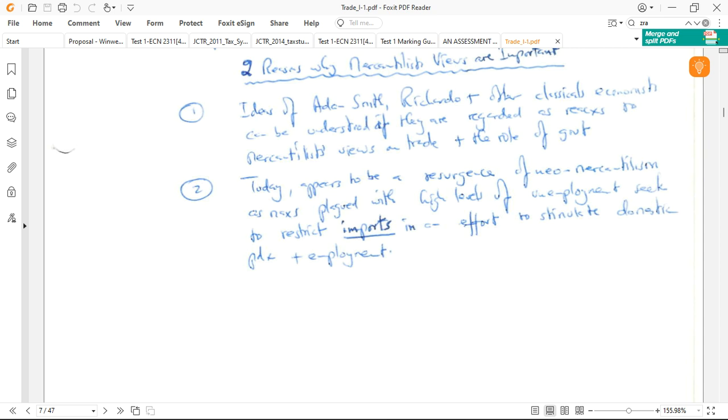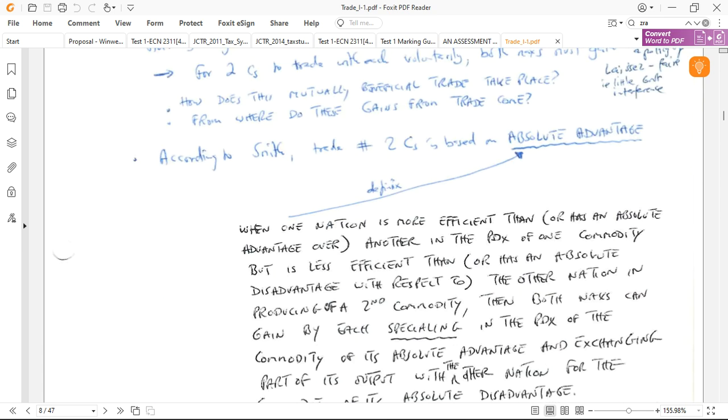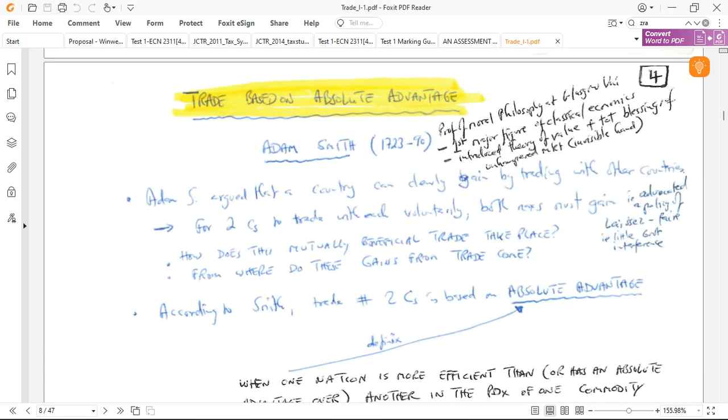So now every nation is trying to impose these trade restrictions and all those things. So it therefore makes sense to start talking about mercantilists even in the 21st century, because what these guys predicted is what is taking place, right? Then we can start looking at absolute advantage.